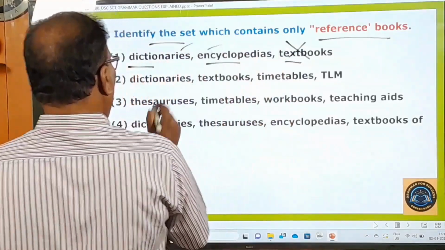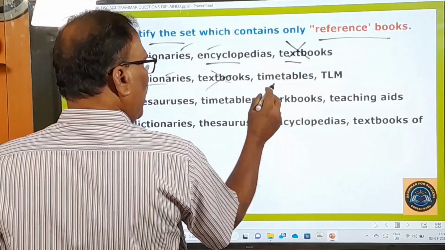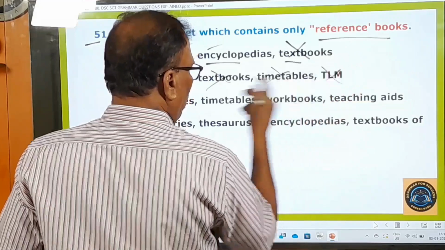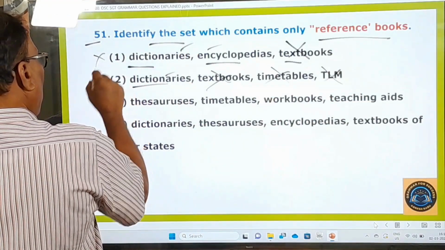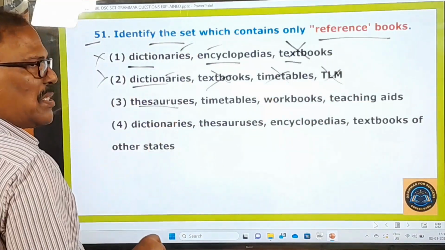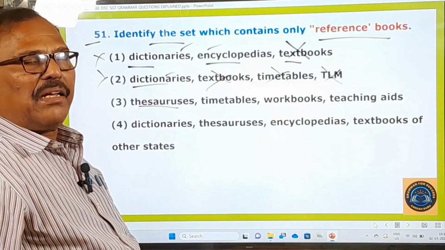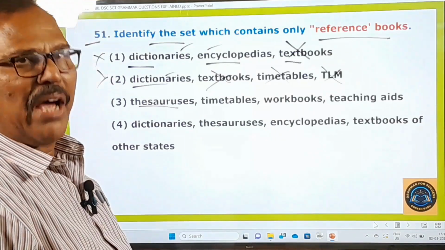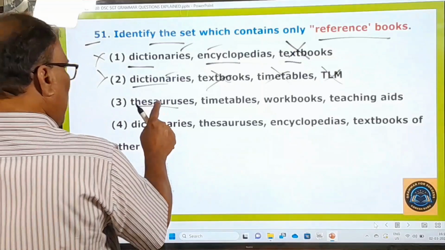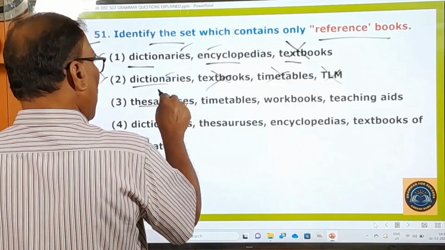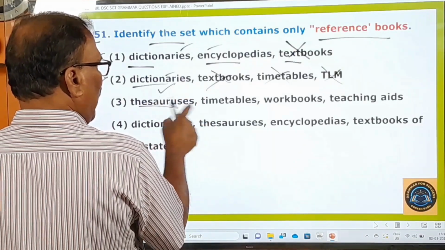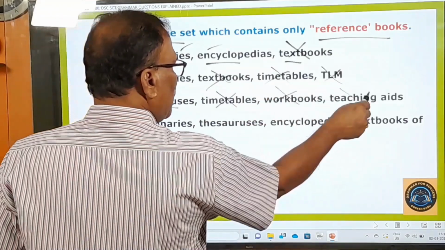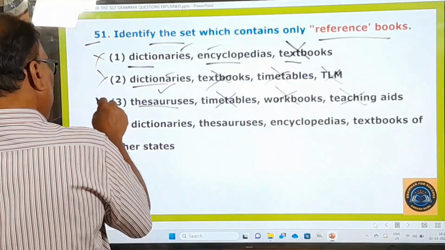These two are okay, right? Dictionaries, okay. Textbooks not okay. Timetables not okay. TLM, I don't know that. Okay, and this is wrong. Thesauruses means a book containing words and their synonyms, antonyms. Thesauruses is also a reference book. Timetables no, workbooks no, teaching aids no. And that's why this third one is wrong.